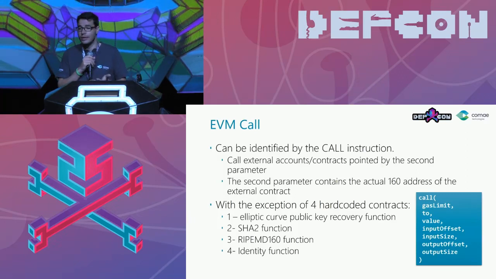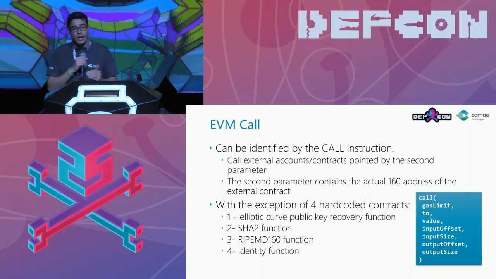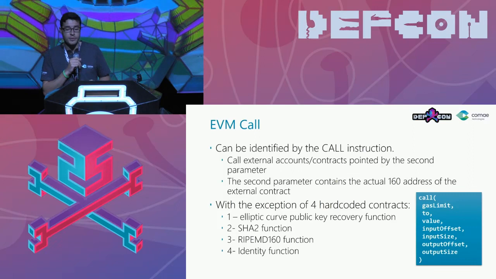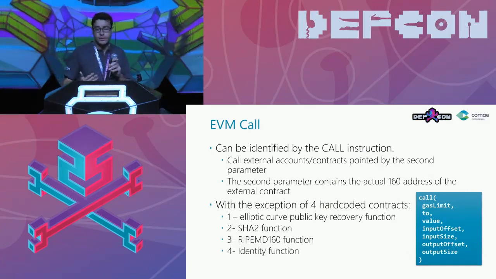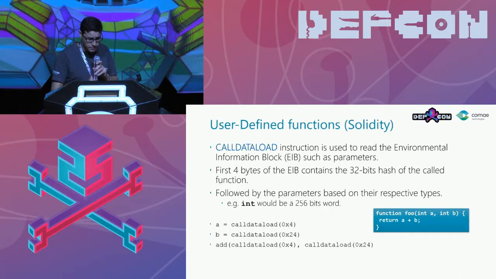And when it comes down to static analysis, dynamic analysis, or even trying to define your scope, that creates a lot of issues. There are 4 exceptions for hard-coded contracts, including SHA-2, the identity function, and the key recovery functions. The contract addresses are 1, 2, 3, and 4. So whenever you look at the actual bytecode, you would notice those static addresses.